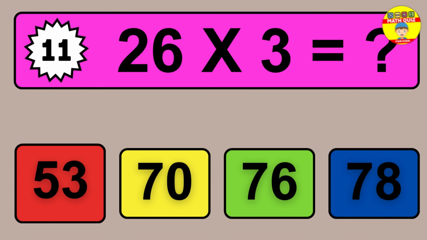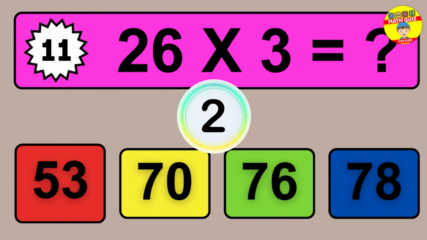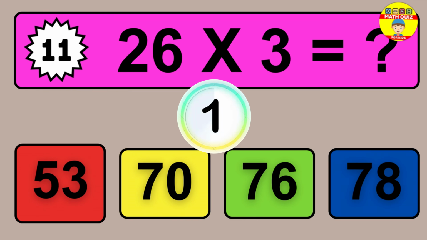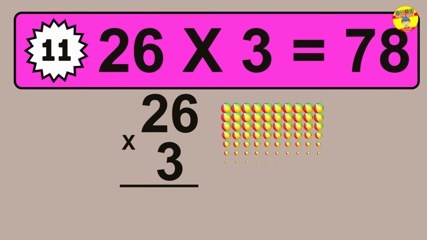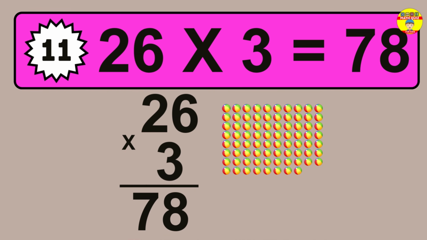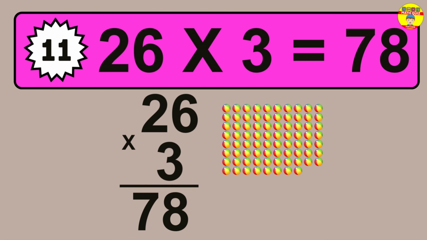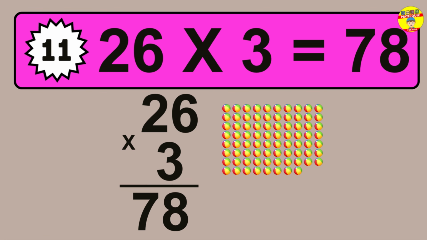Question 11. 26 times 3 equals what? So, the answer is 26 times 3 is 78. To calculate, we have 26 groups with 3 balls each one. So how many balls do we have? 78 balls.